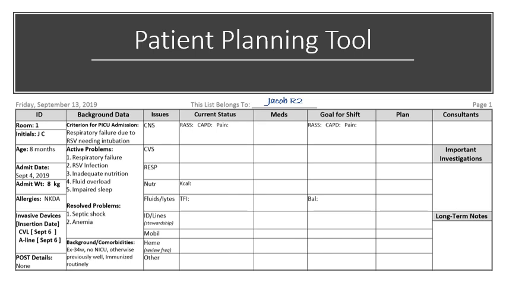This is Jeremiah. He is 8 months old and has been in the ICU for 3 days. He was admitted for respiratory failure due to RSV requiring intubation. His active problems are respiratory failure, the RSV infection, inadequate nutrition, fluid overload, and impaired sleep. Previous issues of septic shock and anemia are now resolved.